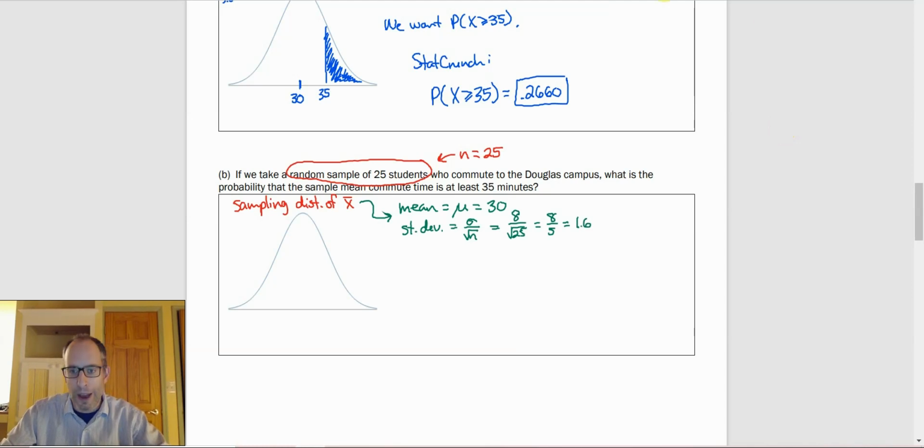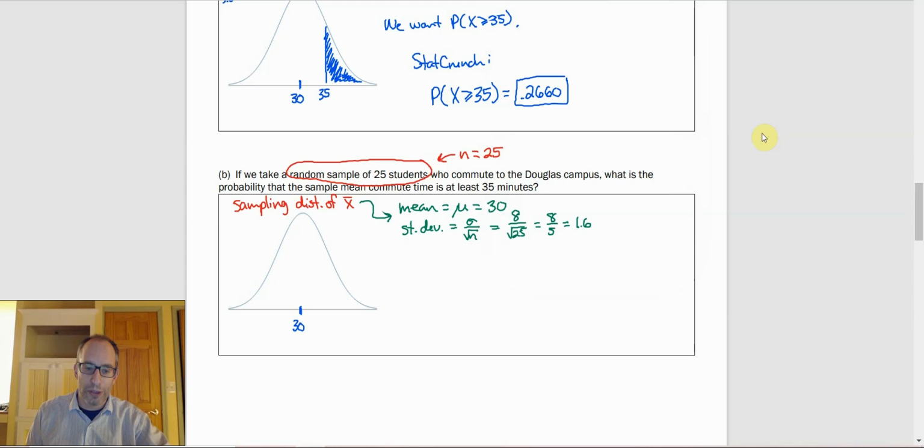Okay, now I guess I can draw stuff. So we're still going to be centered at 30 because it's still centered at mu. And now the cutoff is still going to be 35, but now the 35 isn't going to be that close to the middle because the standard deviation now is 1.6 instead of 8.